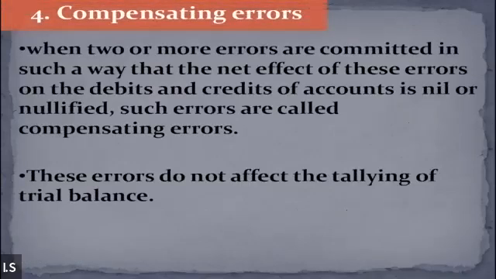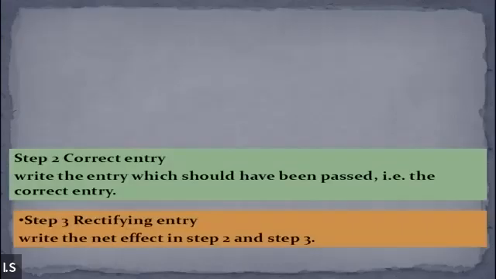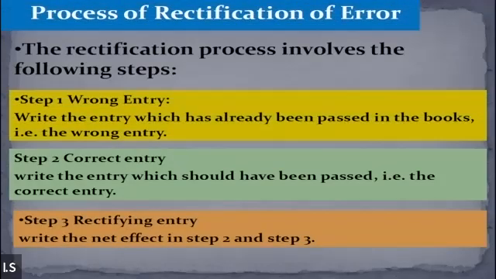And then we have the compensating error, when two or more errors are committed in such a way that the net effect of these errors on the debit and credit of the account is nil or nullified. Such errors are called compensating errors. These errors do not affect the tallying of the trial balance. Okay, is this clear to you? Yes, sir.